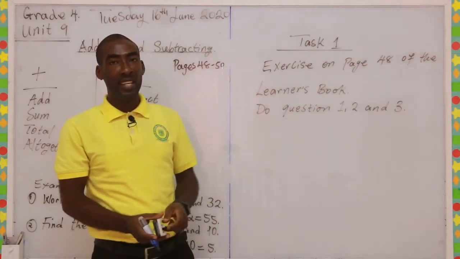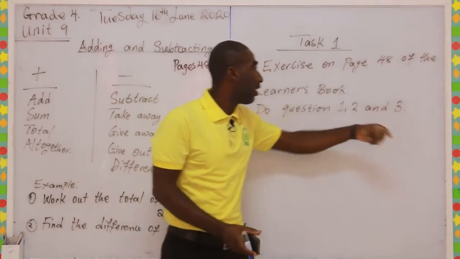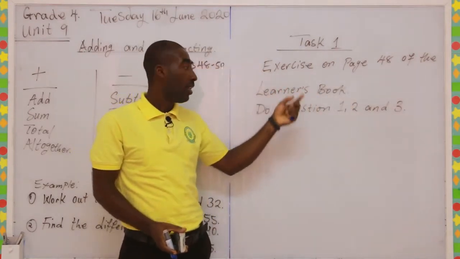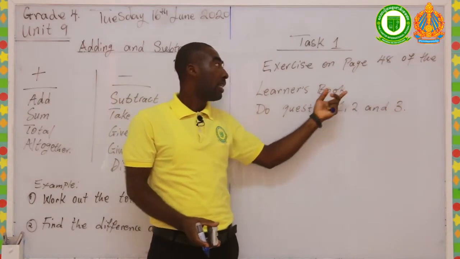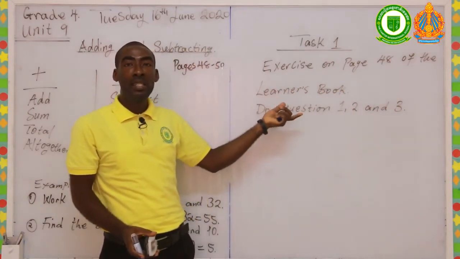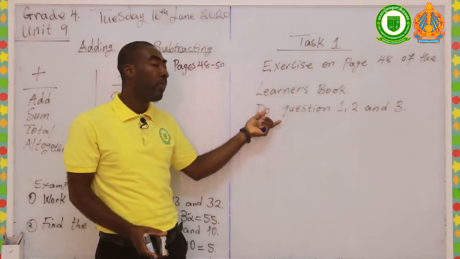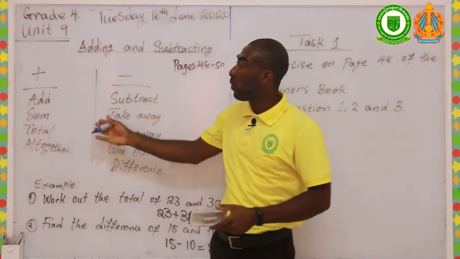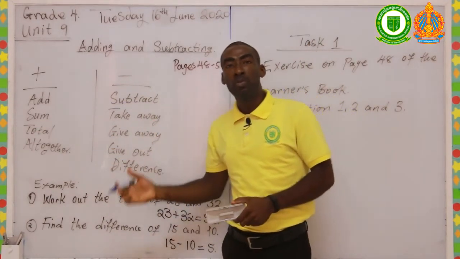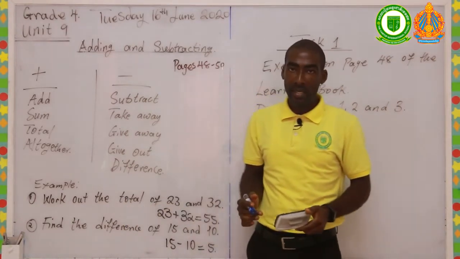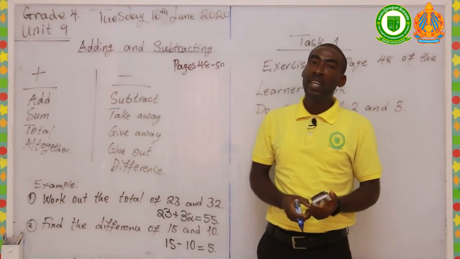Let's move to our first task. On our first task, we will go to page 48 of our learner's book. You will do questions 1, 2, and 3. These questions are about addition and subtraction. They are in word problem form. You have to use the keywords that we have learned today to determine whether you are going to subtract or add.